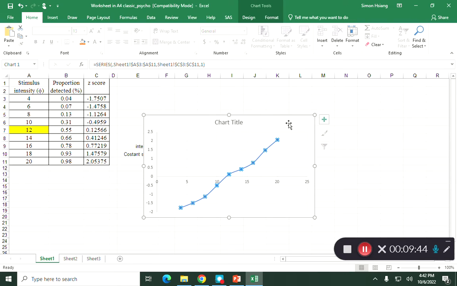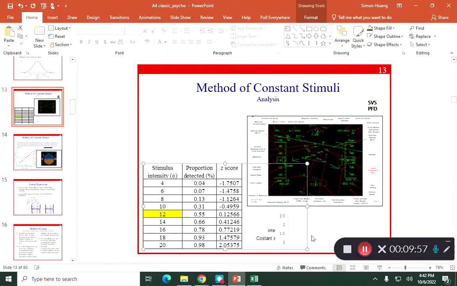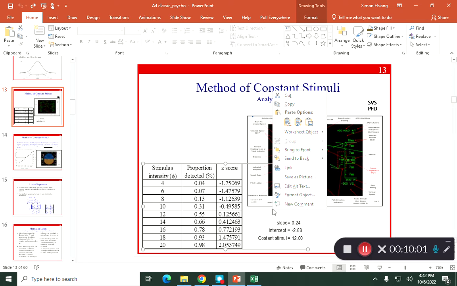straight line. So our job is to say how the stimulus and z-score are correlated into a straight line, and what the intercept is and what the slope is. So if you do that, you'll see that, I can do it again.